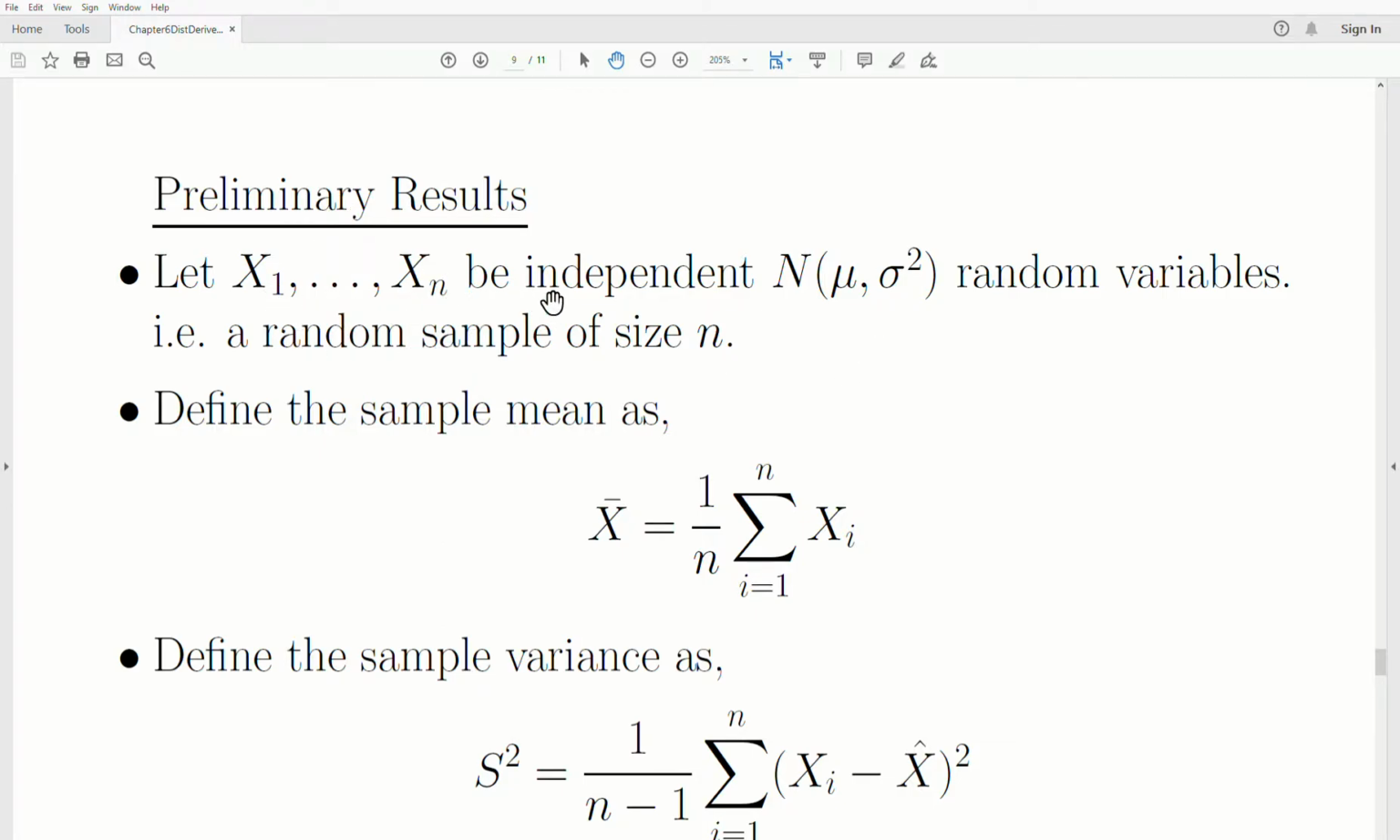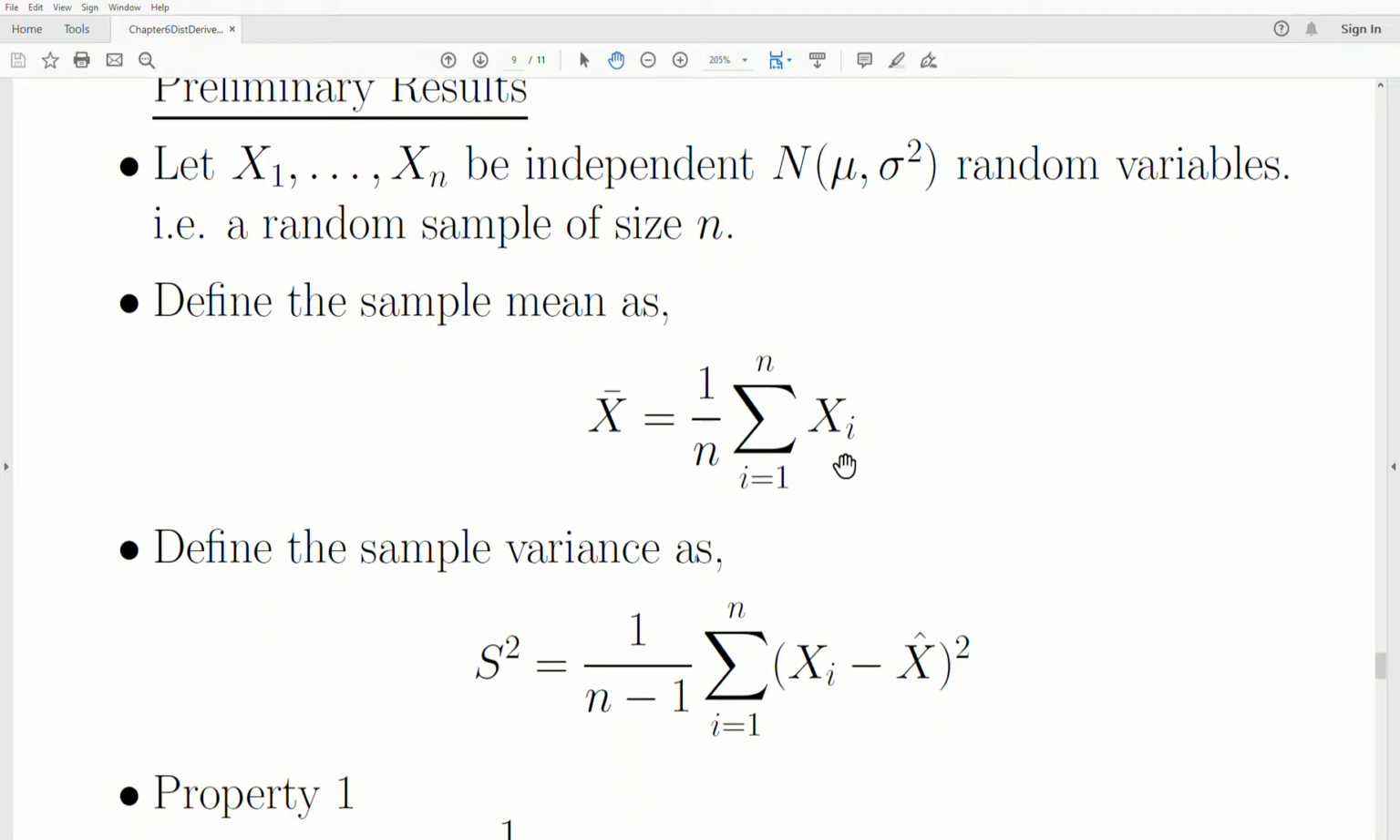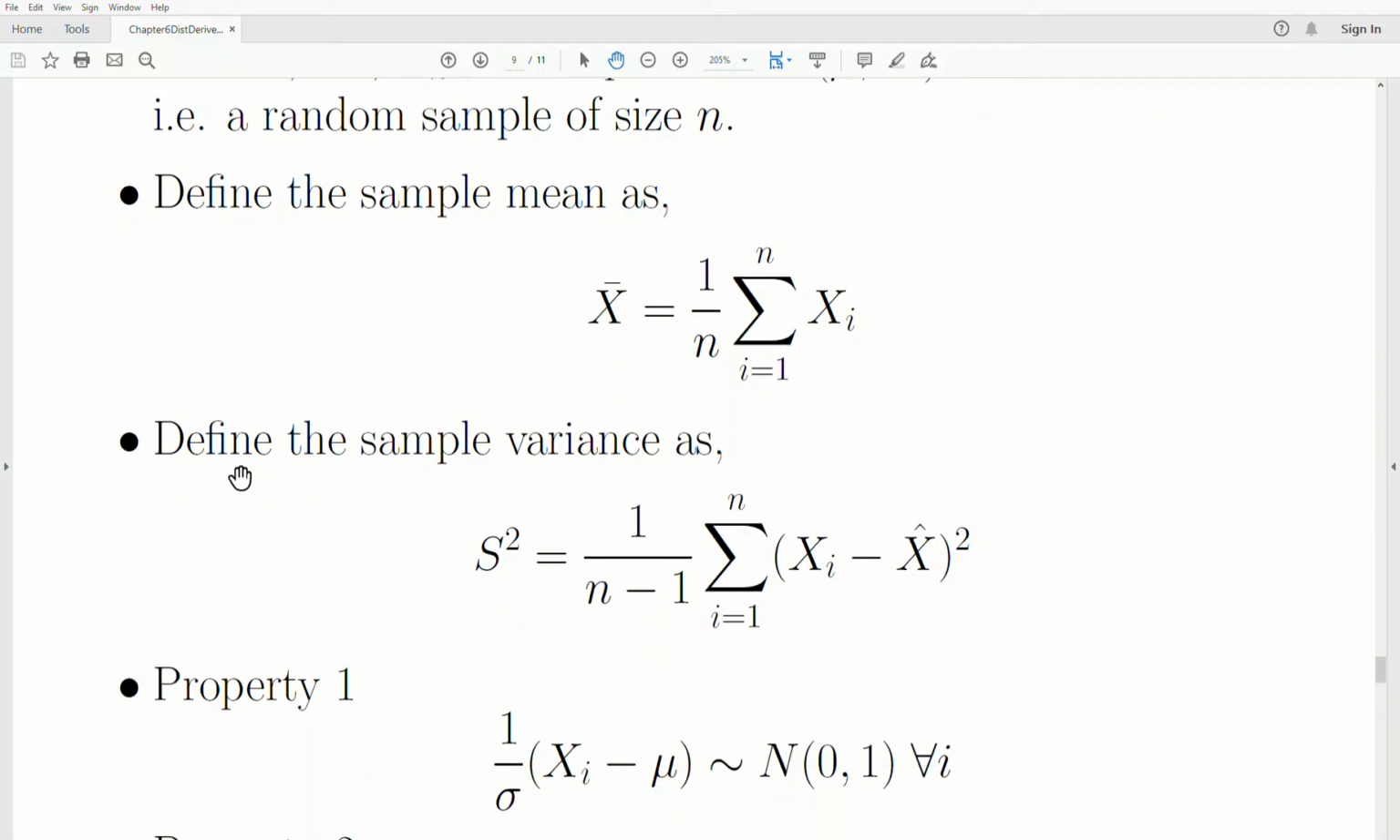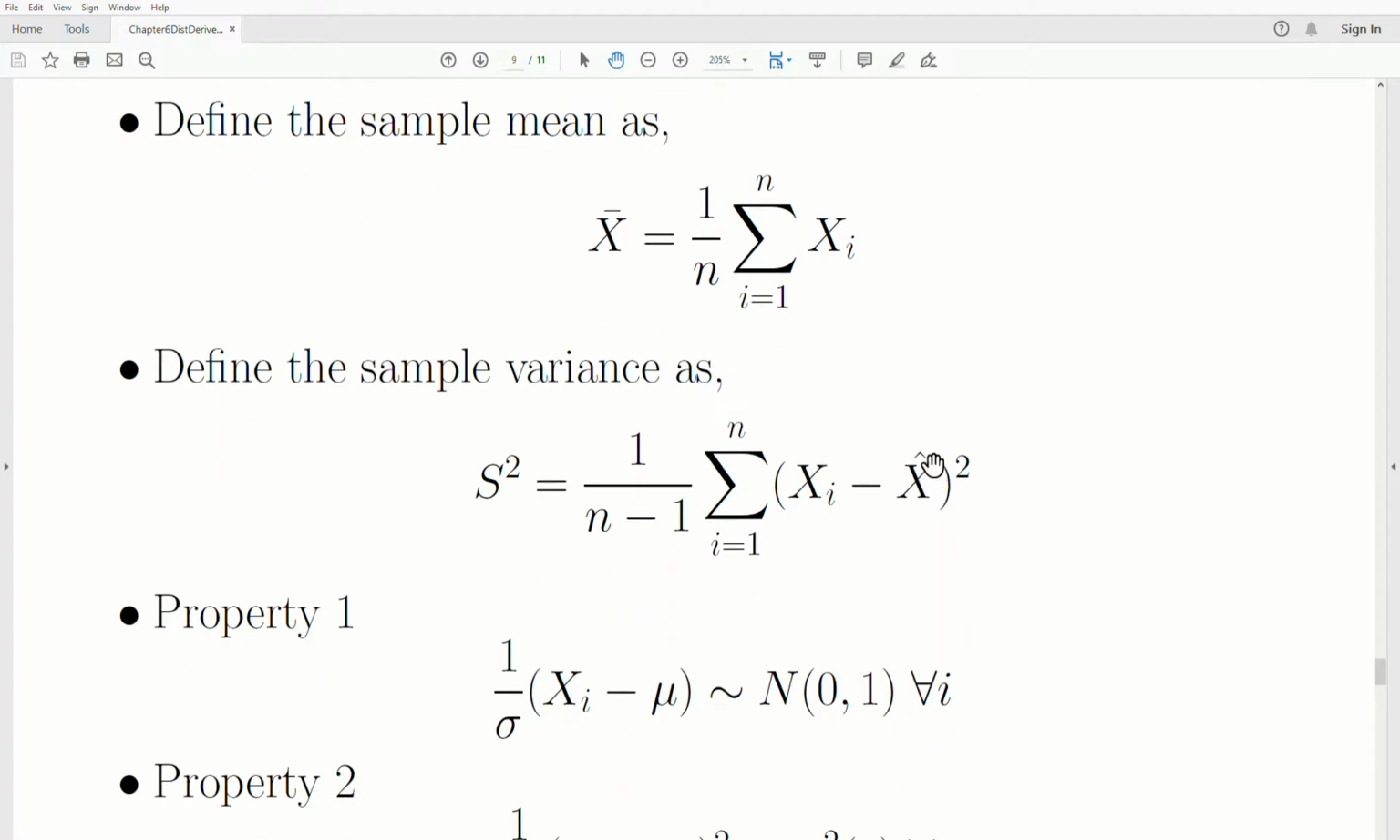Let X1 through Xn be independent normal random variables with mean mu and variance sigma squared. That means we're taking a random sample of size n. Let's define the sample mean in the usual way, the sum divided by n. We're going to define the sample variance using the unbiased definition, where we divide by n minus 1. Oh, that should be an X bar, dang it, and that'll be corrected in the hard copy, because we're taking each X minus the mean.